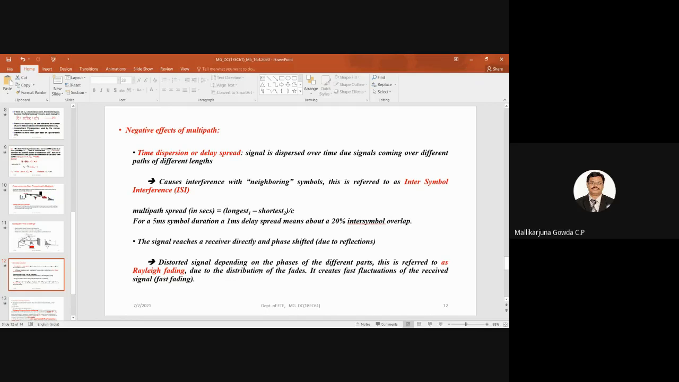There are statistical models for channels: Rayleigh, Nakagami, and Rician distributions and so on. Let us not go into that much detail here. That much detailed understanding is not required as of now. At least you should be able to grasp the idea of what multipath communication is. Okay.